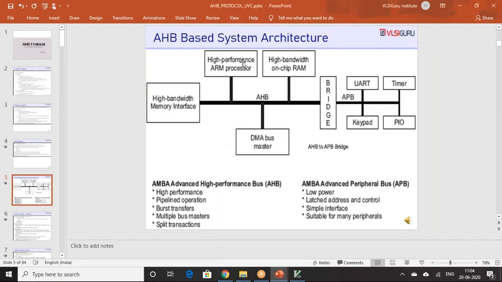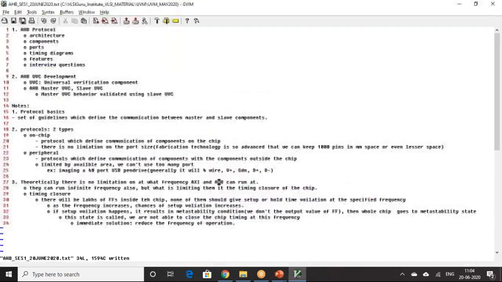So you see, in the case of the AHB interconnect, you are connecting one high performance ARM processor. Even though they call it high performance, it won't be like an application processor. It will be a mid-range processor, what we call M series or R series processors. I will tell you further summary about that.